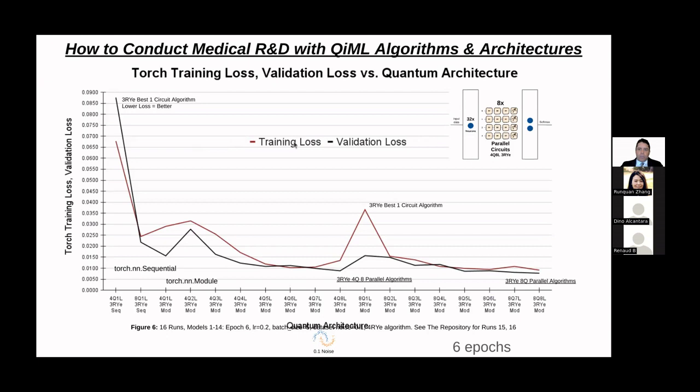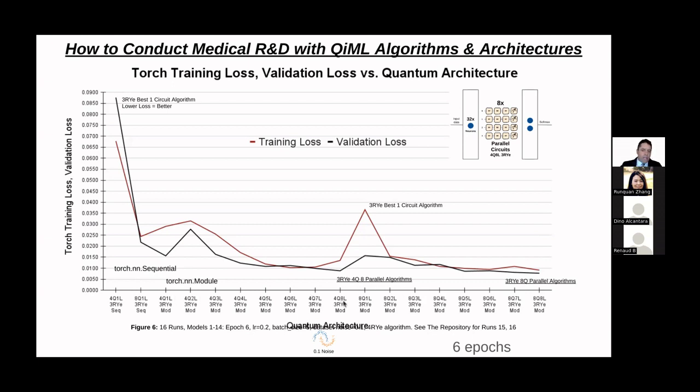And you'll see this next one is torch training loss and validation loss versus quantum architecture. I still have to fix up some of these, the bottoms. But basically, in this specific case, now that I figured out what the best algorithm is, I'm going to go ahead and start to scale. So you'll see the first two are sequential, but then you see 1 layer, 2 layer, 3 layer for 4-qubit.